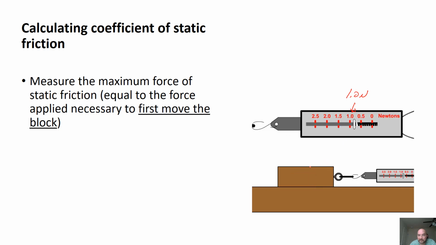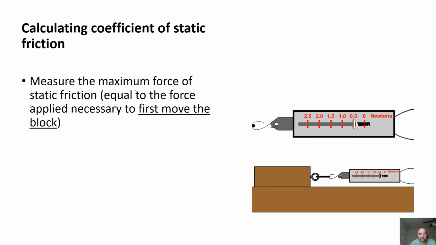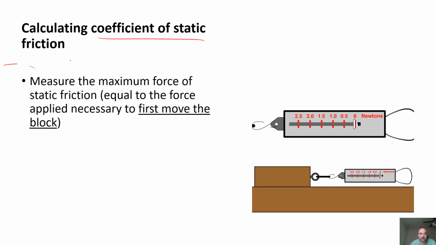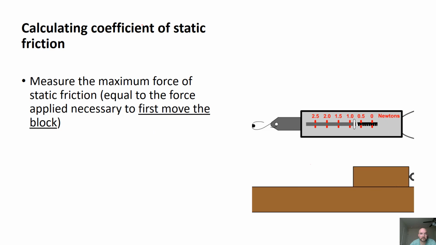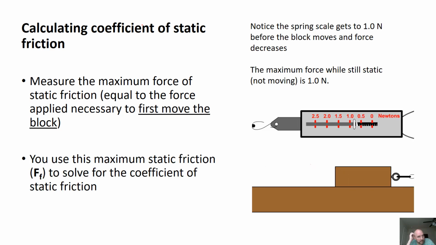before it starts moving. So you look at the reading right when it starts moving, and it gets to 1.0 before it ever goes back down. Well, that is going to be the maximum force required to first start that object moving, and so that's what you're going to use to solve for this coefficient of static friction. So we'll use that value for the force of friction. That's going to be our Ff in the coefficient of friction equation.